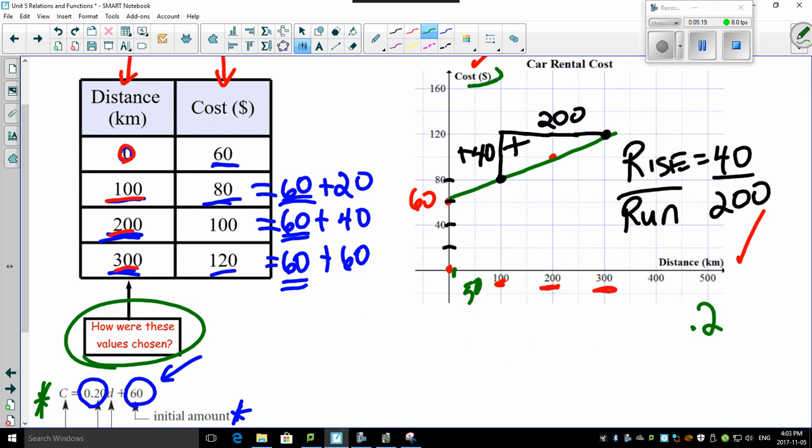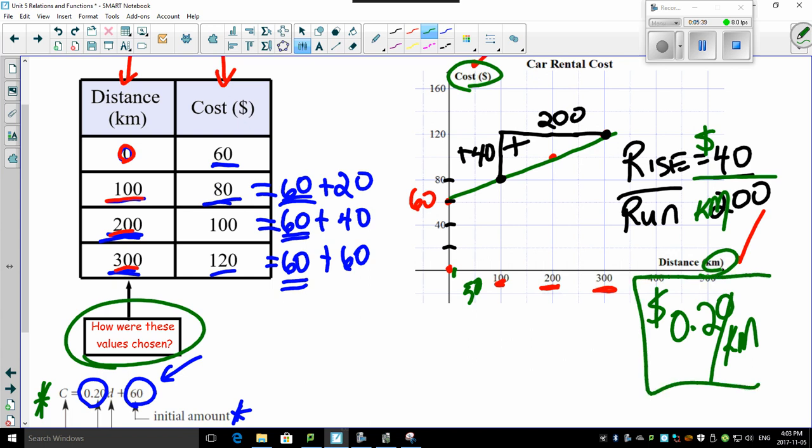Well, this is cost. That's cost over kilometers. Look at that. There's your per. This is $0.20 per kilometer, or that'd be 20 cents a kilometer. That's what you're paying to rent that vehicle. You're paying 20 cents for every kilometer that you are driving. And how do you get that? You get that from slope.